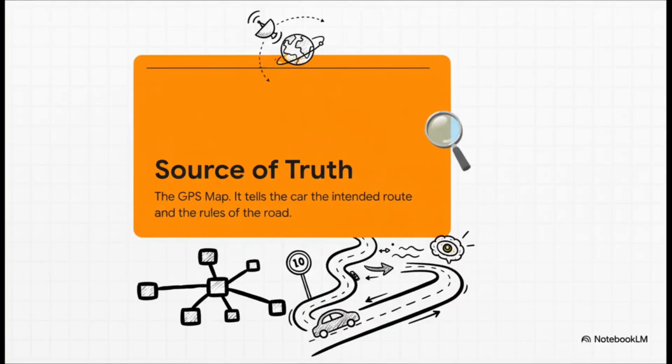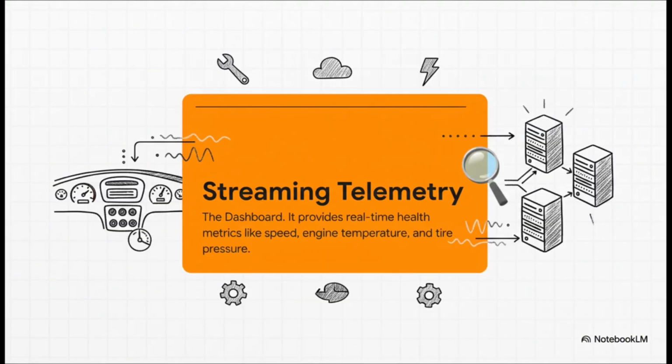First up, you've got the source of truth. Just think of this as the car's GPS map. It doesn't show you the live traffic right now, but it defines the intended state: the correct roads, the speed limits, where you're supposed to end up. For our network, this is the master blueprint. It tells the AI what the network should look like.